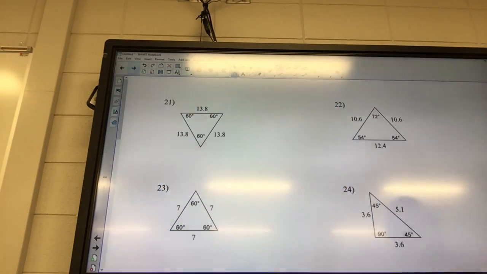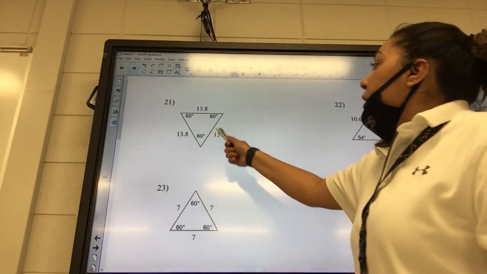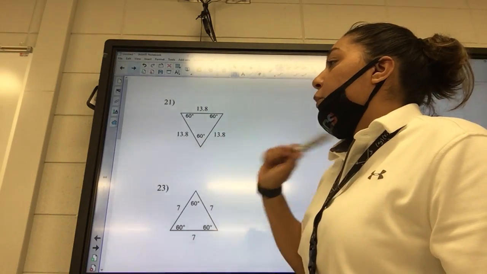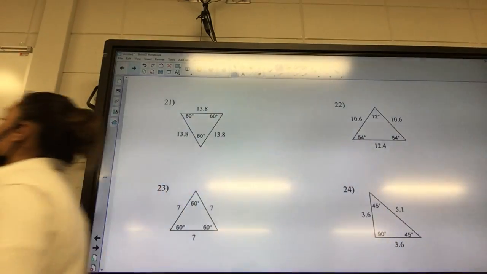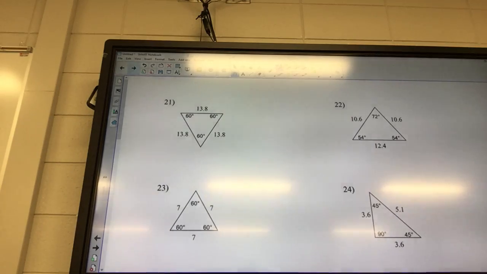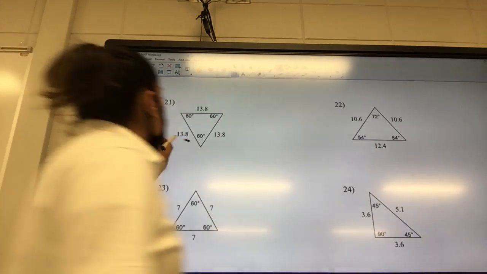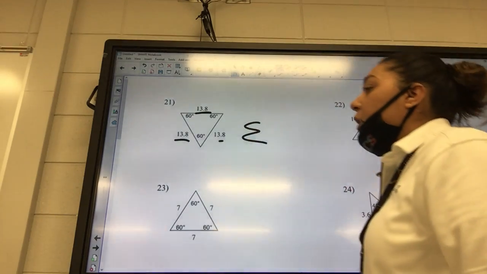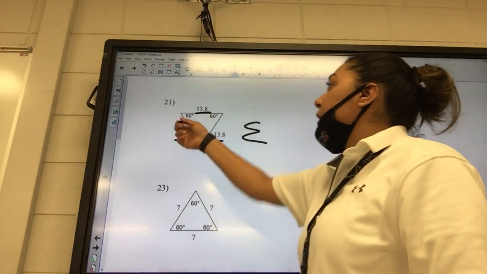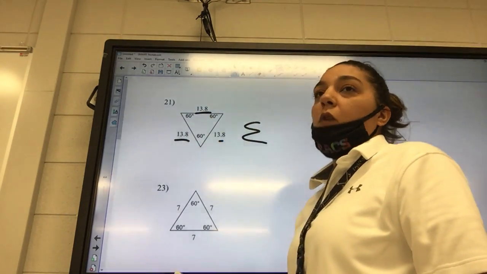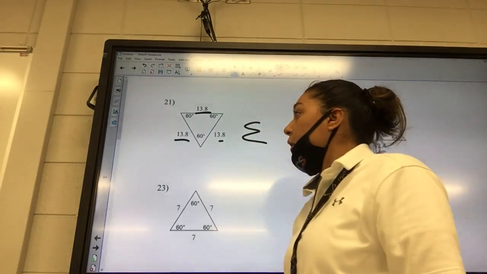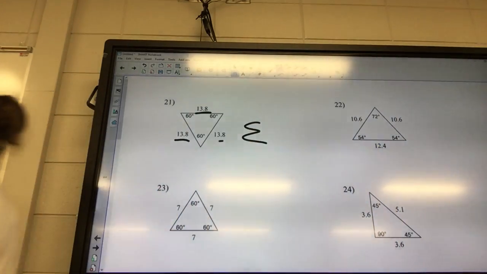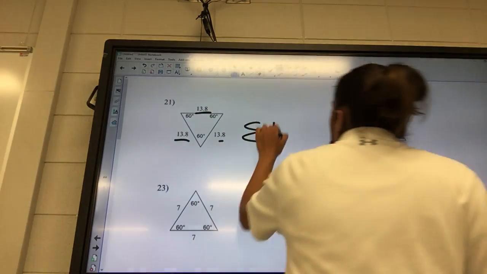Okay, 21. We look at the sides first. So I got 13.8, 13.8, and 13.8. So is that no sides the same, 2 sides the same, or 3 sides the same? 3 sides are the same. All these are the same length, so it's going to be an equilateral. And then we look at the angles. I got 60, 60, and 60. So we pick the biggest one, which is 60. Is that less than 90, 90, or bigger than 90? Less than 90, so it's going to be an acute.